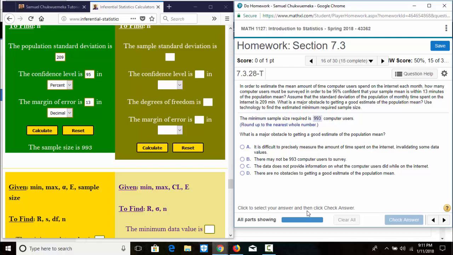So B, eliminate B. C, the data does not provide information on what the computer users did while on the internet. We really do not need to know what they did while on the internet. We just need to know the amount of time they spend on the internet each month. We are not really interested in what they do.